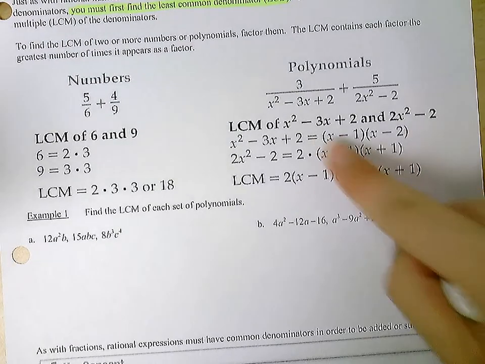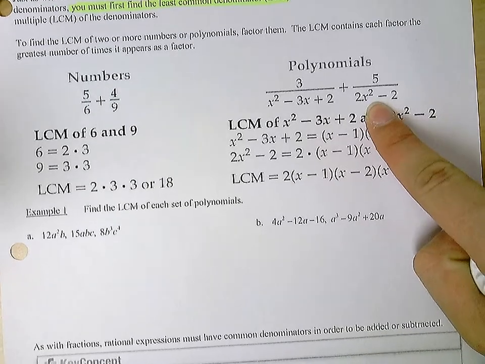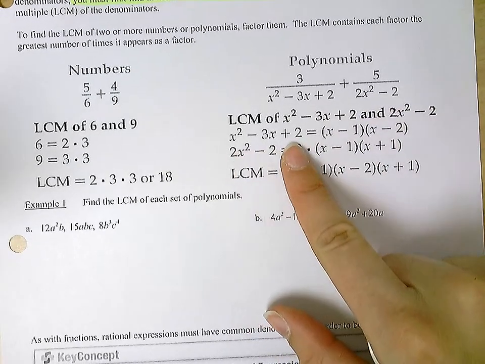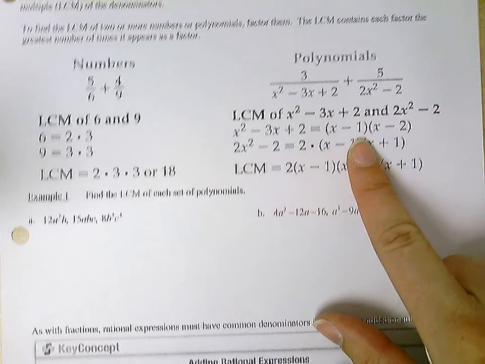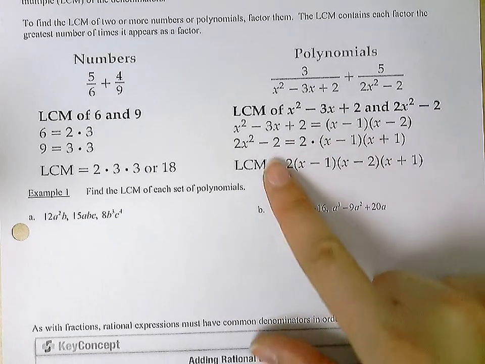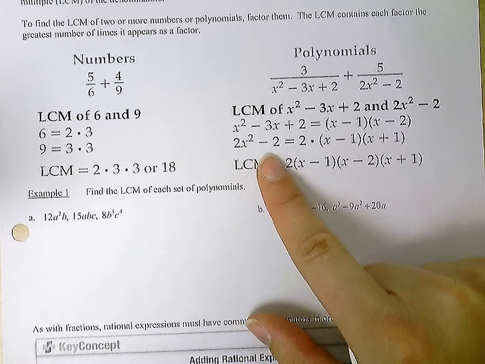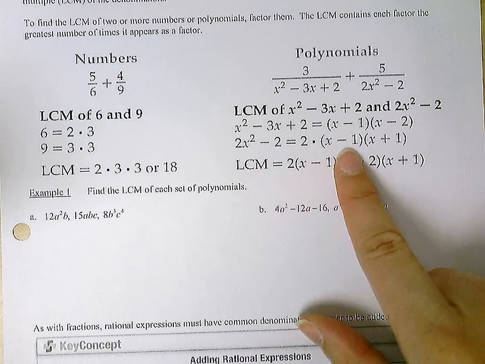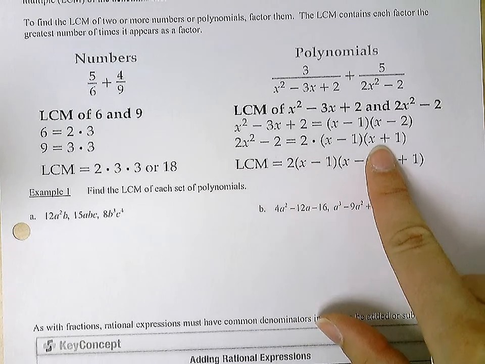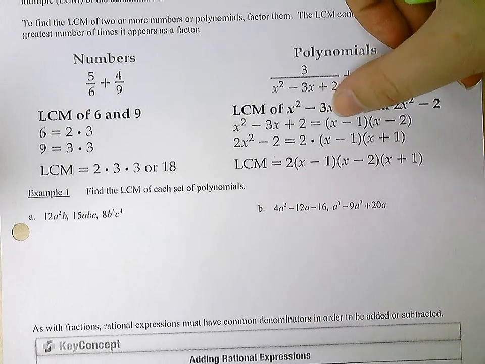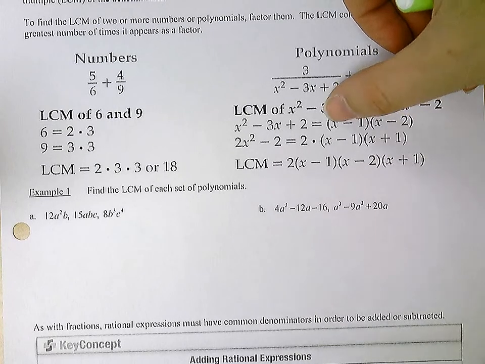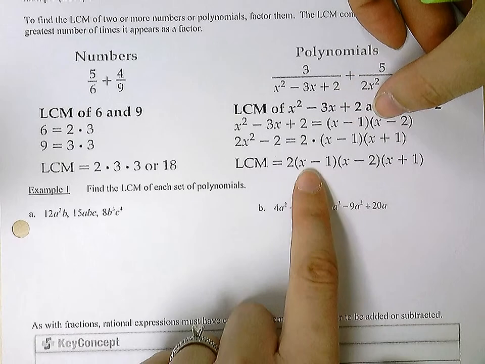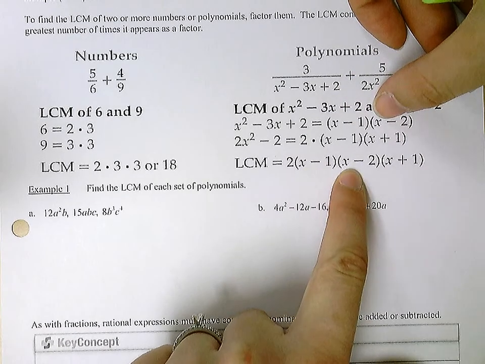For polynomials, again, you're just looking at the denominators. So I have x squared minus 3x plus 2. That factors into x minus 1, x minus 2. And I have 2x squared minus 2. That factors into 2 times x minus 1 times x plus 1. Now again, I write out the whole first factor, so x minus 1 and x minus 2, right here.